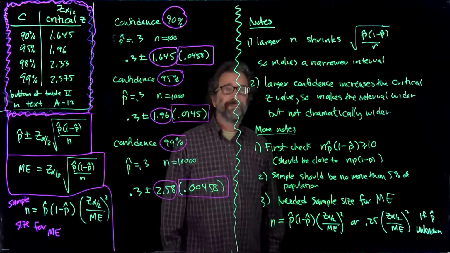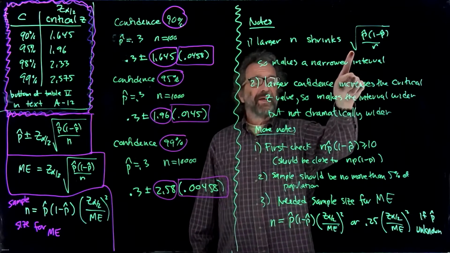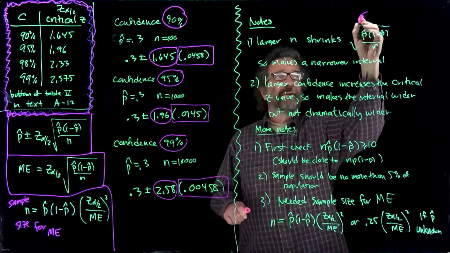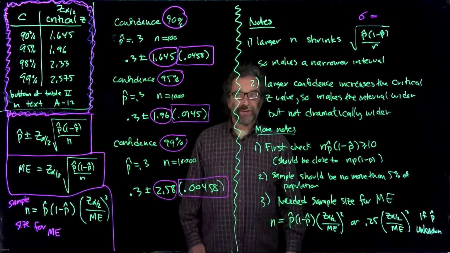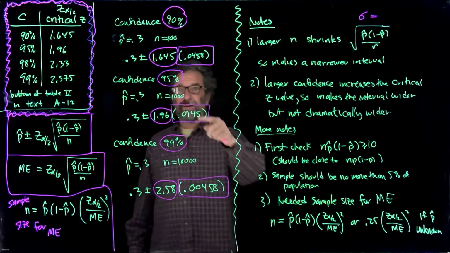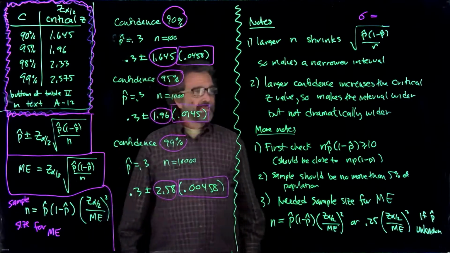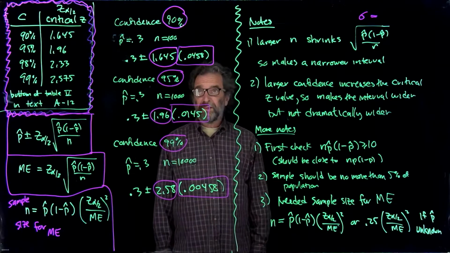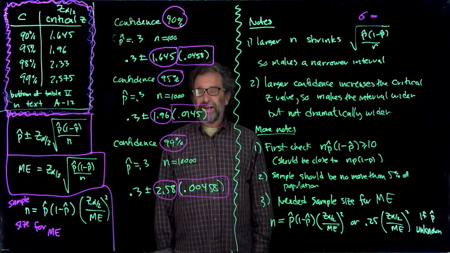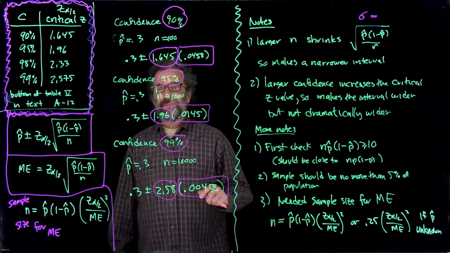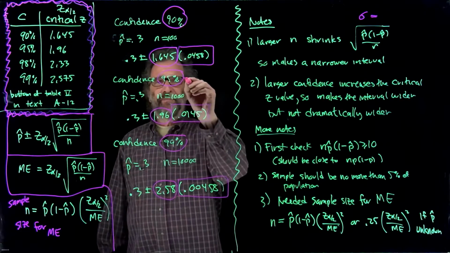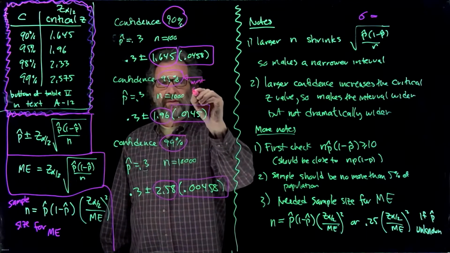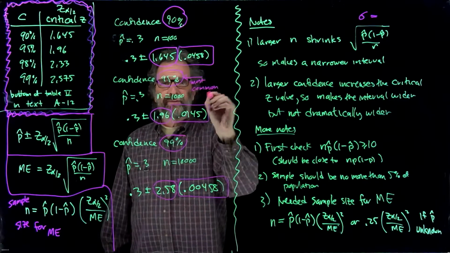So that's my notes over here. One, larger n shrinks that, the sigma. So it makes a narrower interval. Larger confidence increases the critical z value. So it makes the interval wider, but not dramatically wider. So because of that not dramatically wider idea, nearly all the confidence intervals people make are this 95% confidence interval, most common, because they're about the same size.